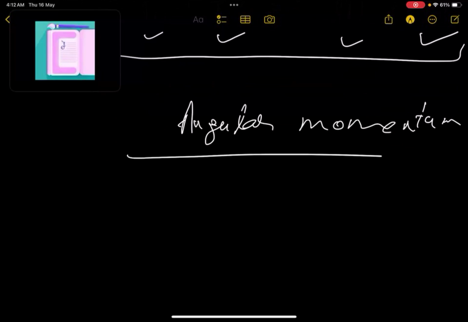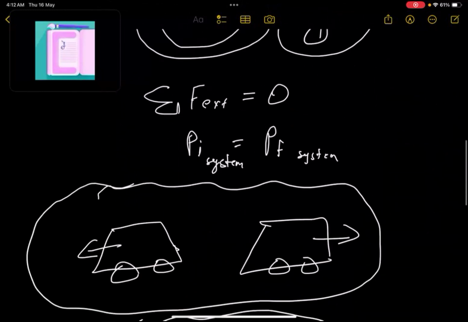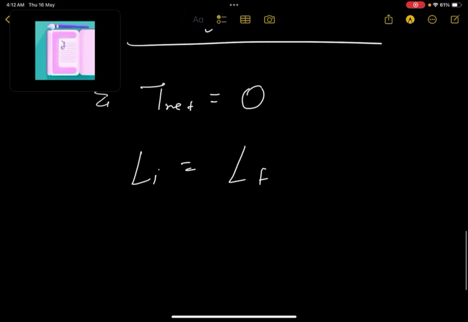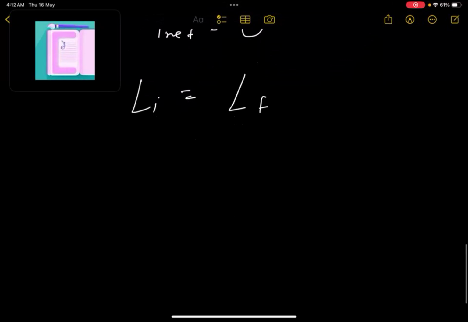So angular momentum conservation works when, now see here, this is linear and that is angular, right? So instead of force, you will have net torque. When the net external torque on the selected system is 0, then the initial angular momentum of the system is equal to the final angular momentum of the system. Now you will just find the situations where the net external torque on the system is 0. So you will just choose the systems where net external torque is 0.